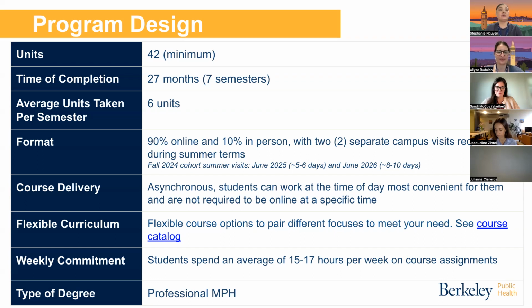And we have a weekly commitment, typically about 15 to 17 hours per week on your course assignments to complete. And the type of degree that you would receive is a professional MPH. So the degree itself does not state that it's online or on campus. It is a traditional degree. And the program itself on the transcript will utilize our formal name. So we are the online on-campus Master of Public Health program, which you'll see once in the transcript.